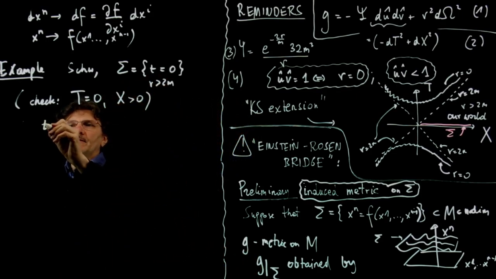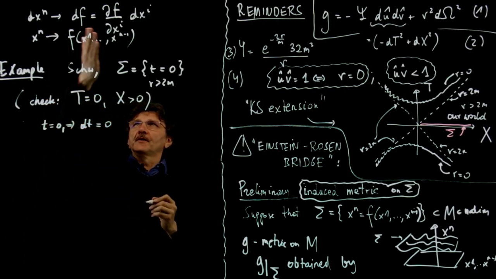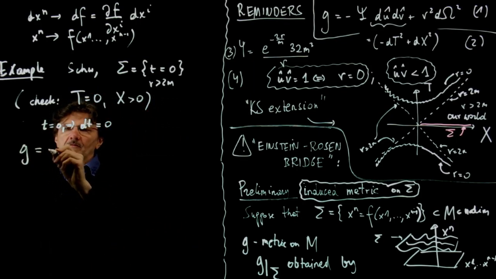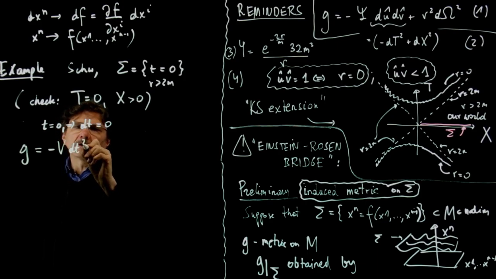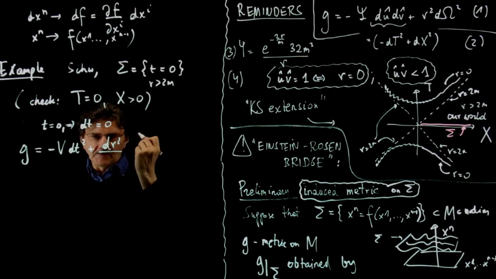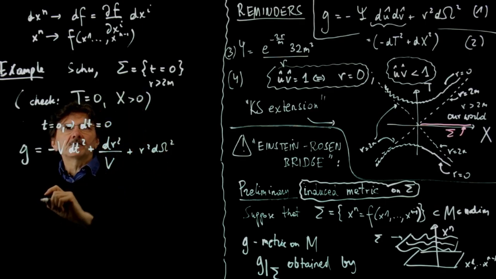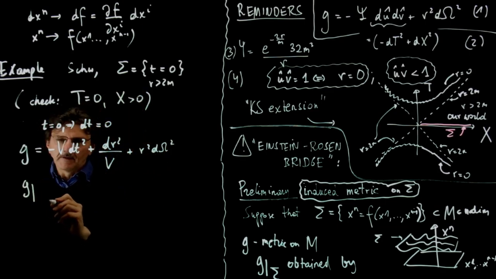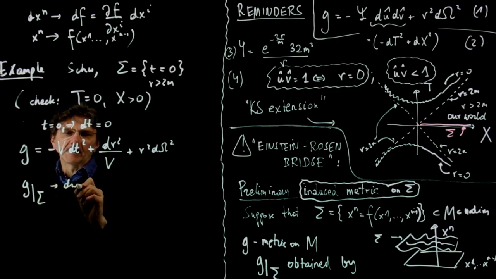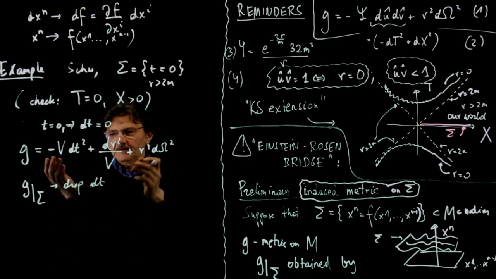So then t is 0, and so then dt is equal to 0 as well, right? According to this prescription. So if I just take the Schwarzschild metric in its usual form, minus v dt squared plus dr squared over v plus r squared d omega squared, then this metric g induced on sigma, well, you have to drop the dt part, because dt is 0.